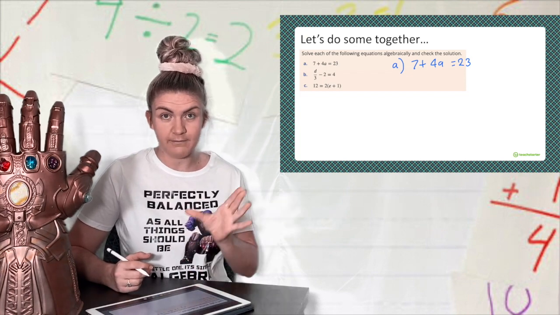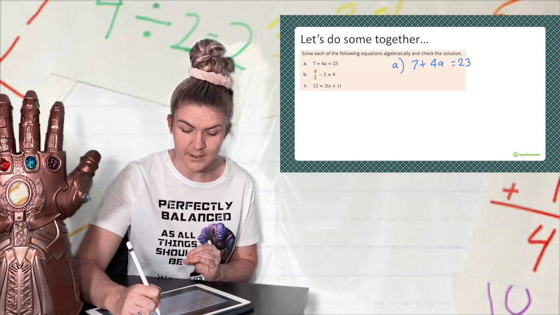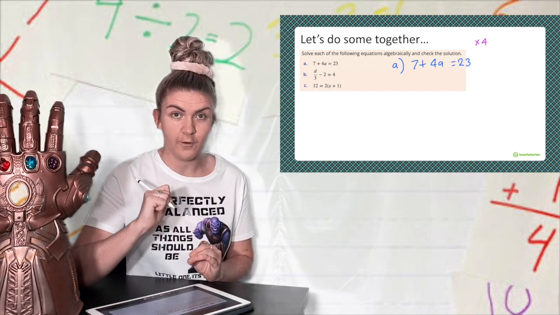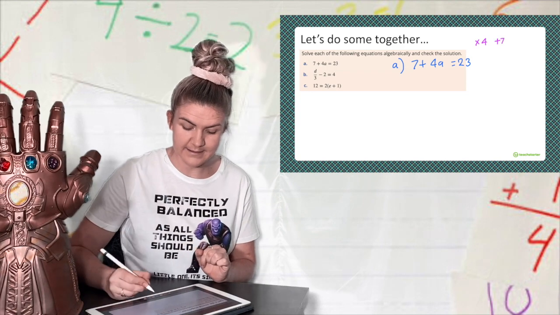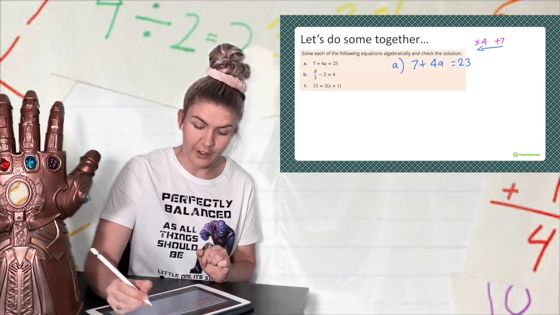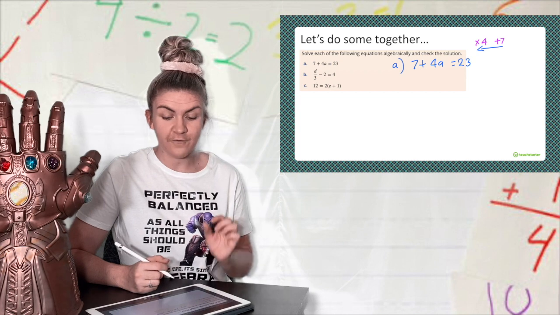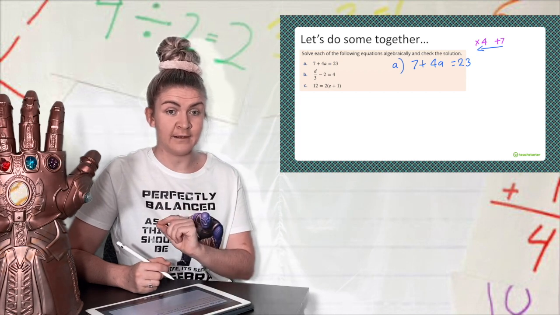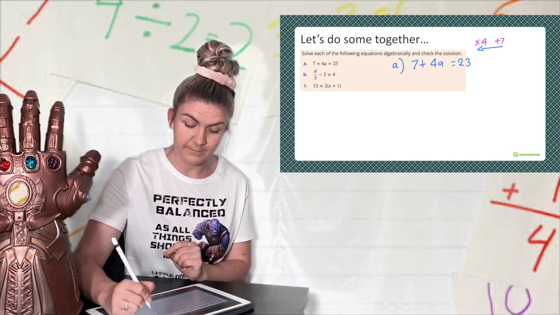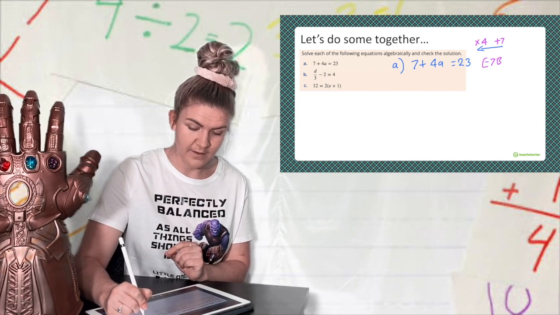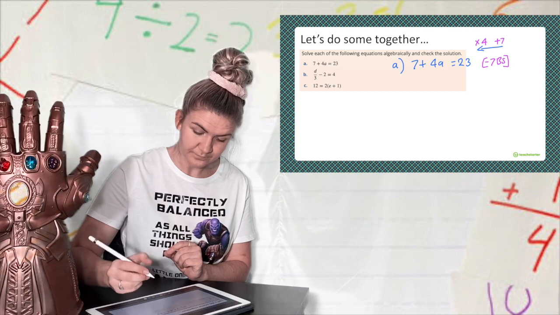Well, according to BODMAS, that multiply will happen first. So the first thing will be times by 4. And then there's a 7 being added, so the next thing will be plus 7. And I've got to remember that I've got to work this backwards. So if plus 7 was the last thing, that's the first thing I have to undo. So how do I undo plus 7? Well, that is take 7 on both sides.